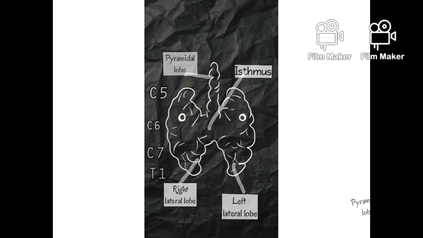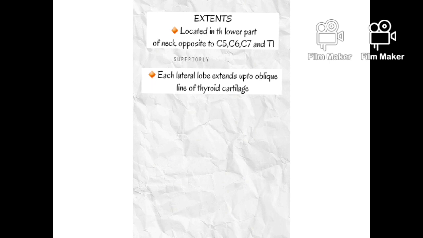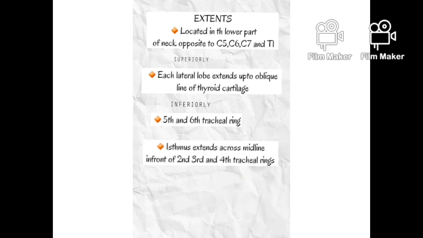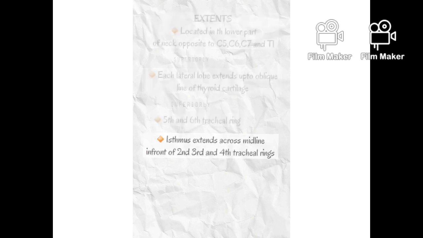The gland is situated opposite to the C5, C6, C7, and T1 vertebrae. The lateral lobes of the gland extend superiorly up to the oblique line on the thyroid cartilage. Inferiorly, it extends up to the 5th and 6th tracheal rings. The isthmus of the gland is present across the midline in front of the 2nd, 3rd, and 4th tracheal rings.